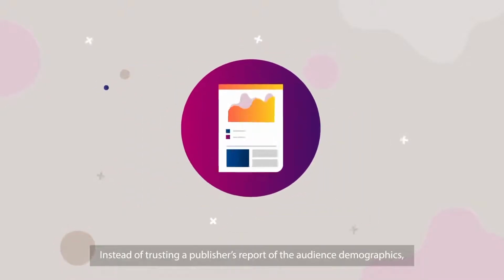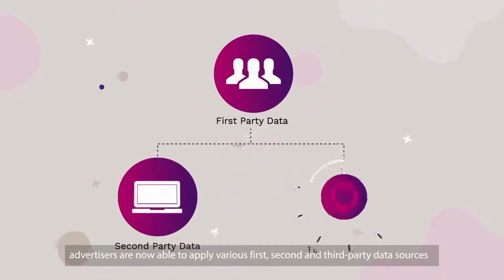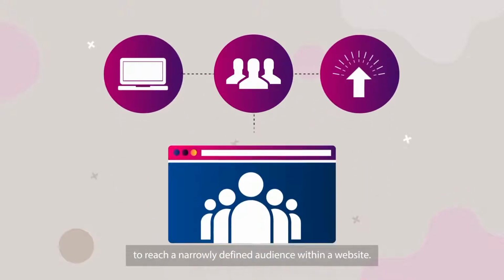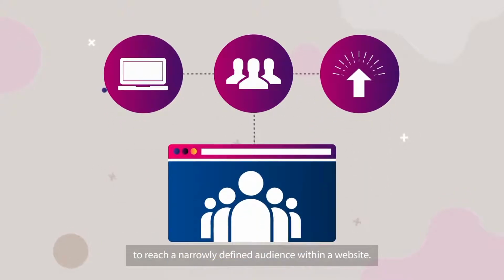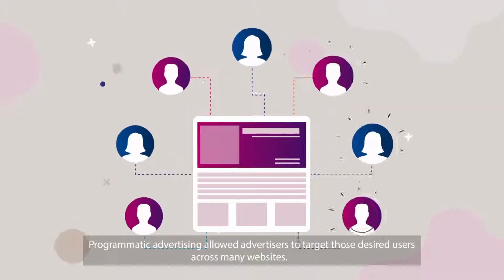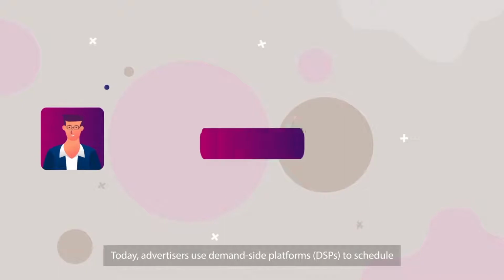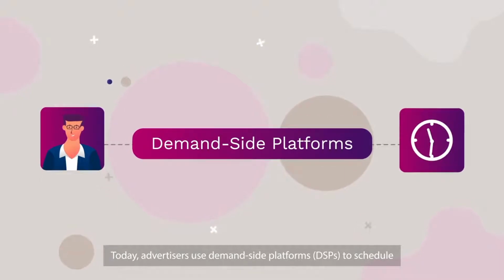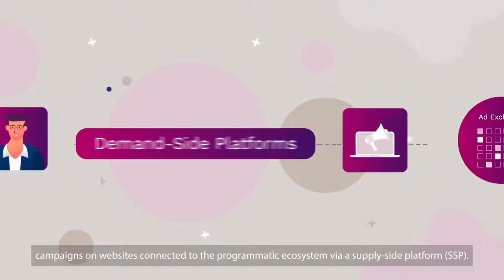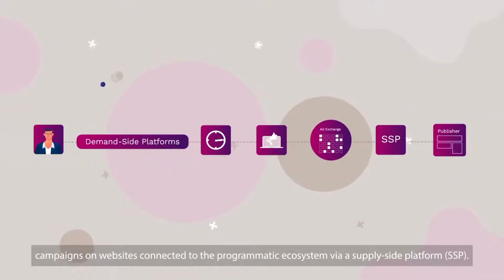Instead of trusting a publisher's report of the audience demographics, advertisers are now able to apply various first, second, and third-party data sources to reach a narrowly defined audience within a website. Programmatic advertising allowed advertisers to target those desired users across many websites. Today, advertisers use demand-side platforms or DSPs to schedule campaigns on websites connected to the programmatic ecosystem via a supply-side platform or SSP.